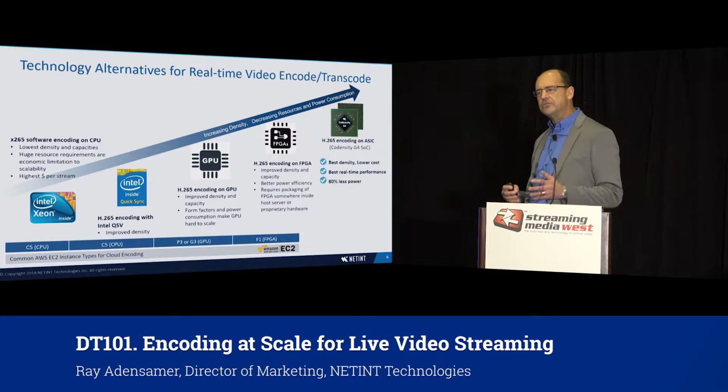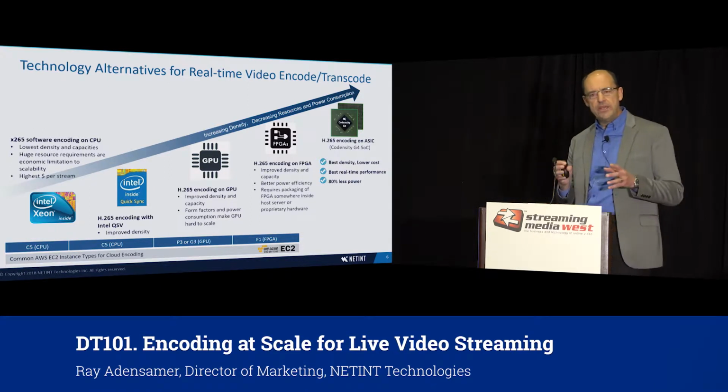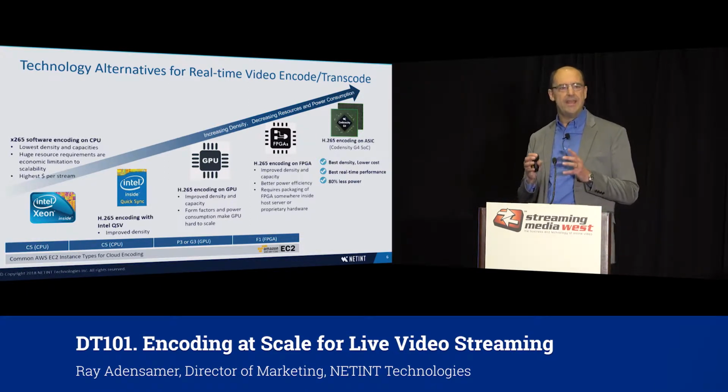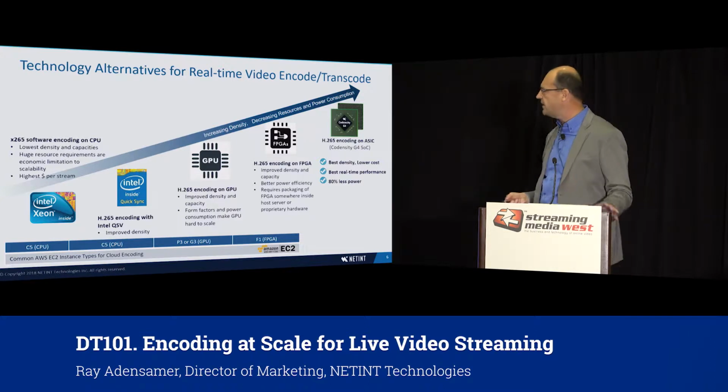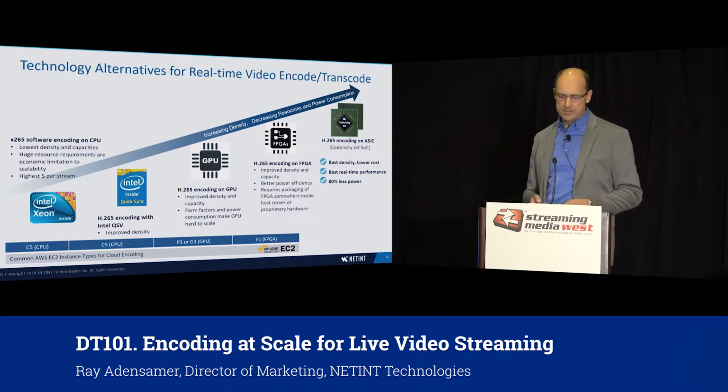So I think it's commonly understood in the industry that doing encoding and transcoding in an ASIC, application-specific integrated circuit, is going to give you your best densities, your lowest cost, your best real-time performance, and 80% less power.